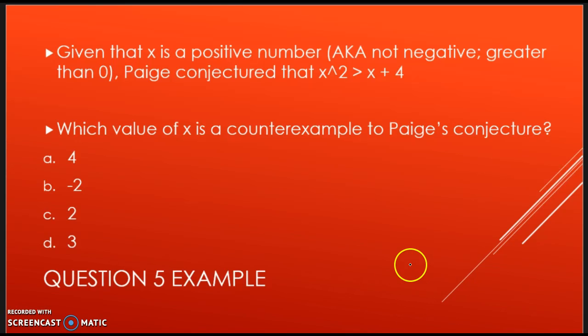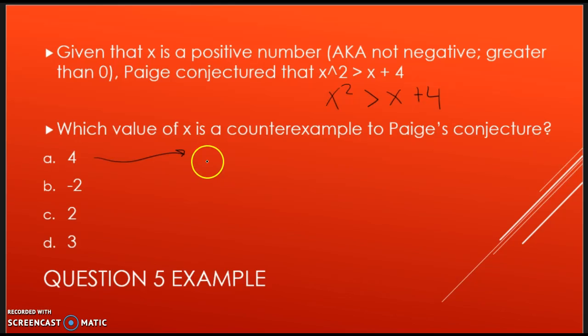Finally here we have question 5. It says, given that x is a positive number, aka it's not negative, it's greater than 0, Paige conjectured that x squared is greater than x plus 4. So we need a counterexample. Again, something that will prove her wrong.